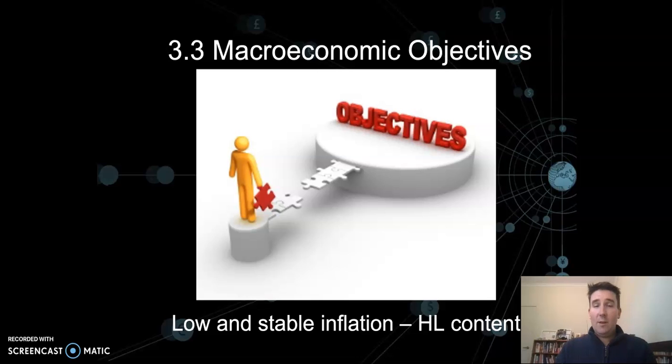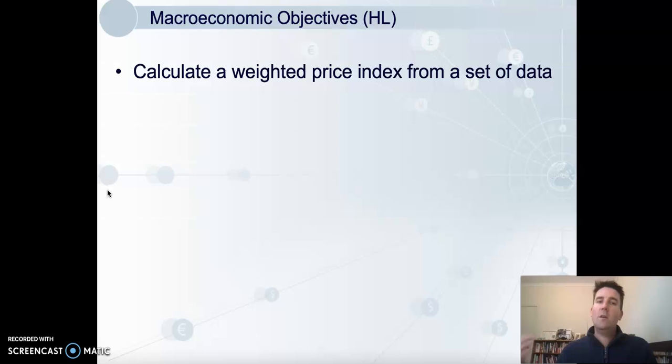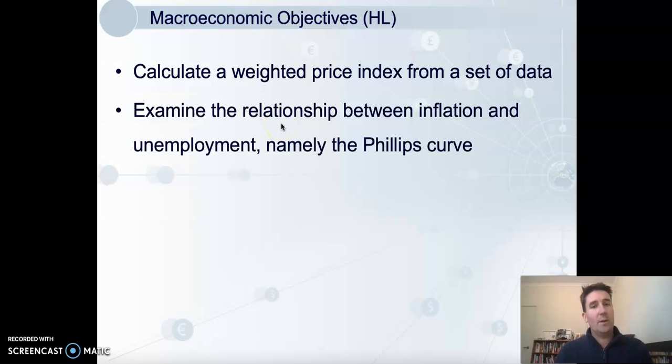Hey everyone, today we're looking at the higher level content with regards to our macroeconomic objective of low and stable inflation. We have two aspects to explore. First, we're going to calculate a weighted price index from a set of data, and then we're going to examine the relationship between inflation and unemployment, which is the Phillips curve.